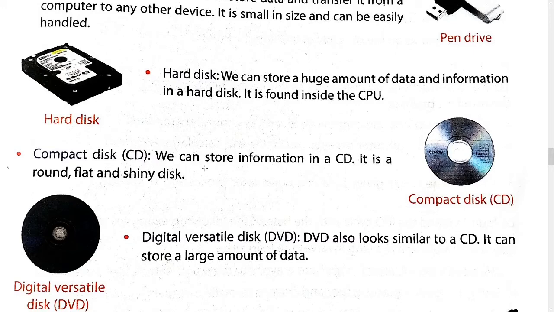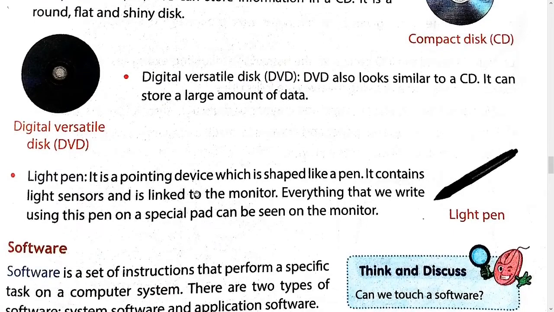Then compact disk, I have already discussed it. Compact disk or CD is called a storage device. We can store information in a CD. It is a round, flat and shiny disk. Then DVD, digital versatile disk. A DVD also looks similar to a CD. It can store a large amount of data.